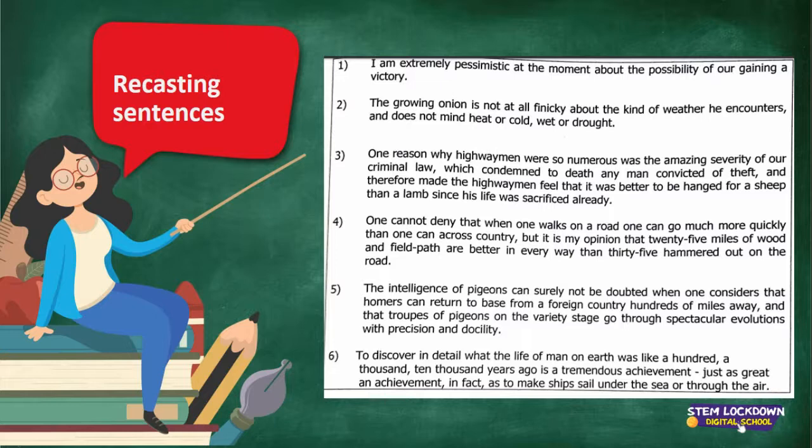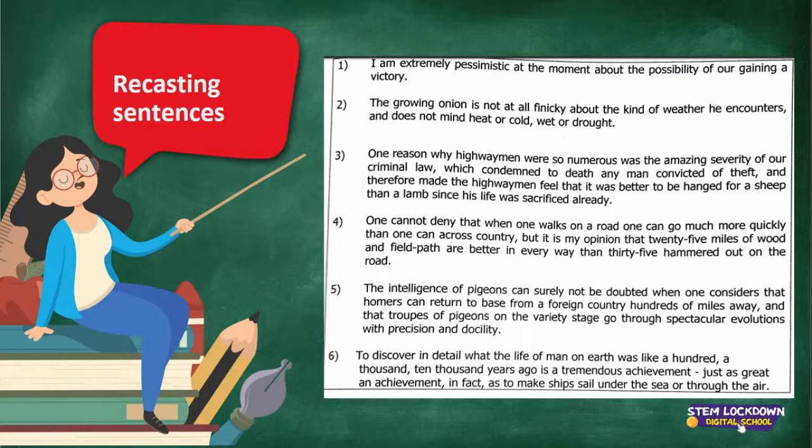So instead of us personifying the onion, because we just want to summarize, we need to know what is it that they are saying about an onion. An onion is not a human being, so straight to the point, you will have an onion can grow very well despite different weather conditions. There are examples here. We have he does not mind heat or cold, wet or drought. These are examples of the weather conditions that the onion can survive.